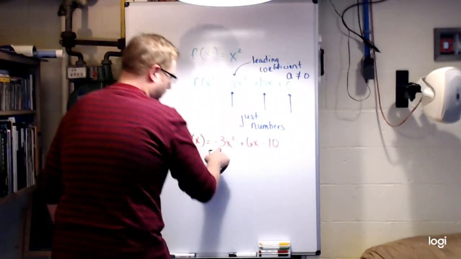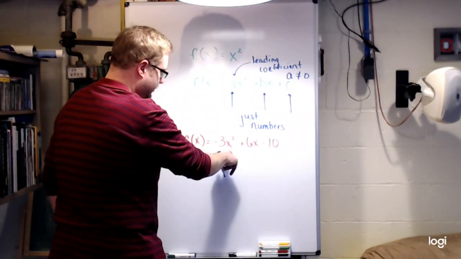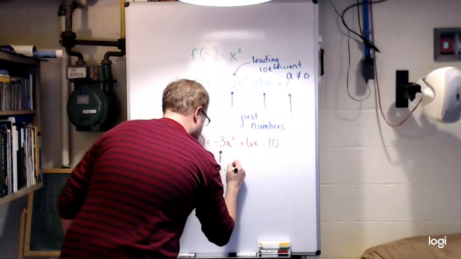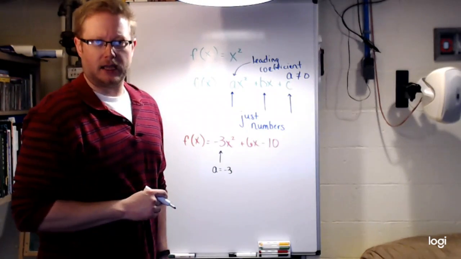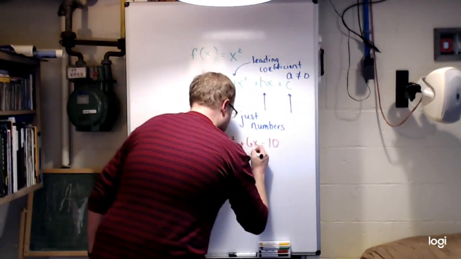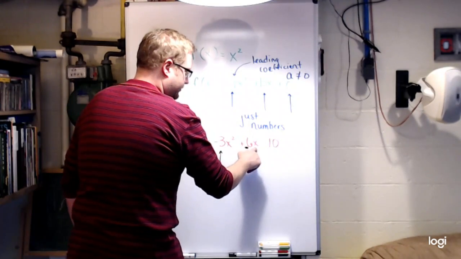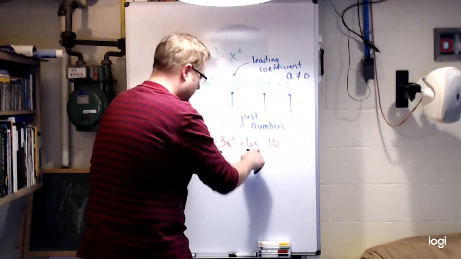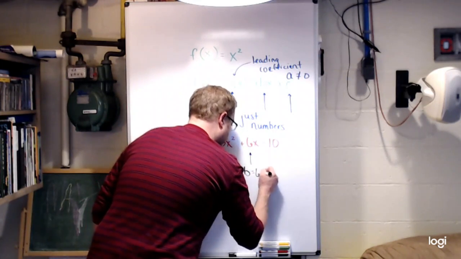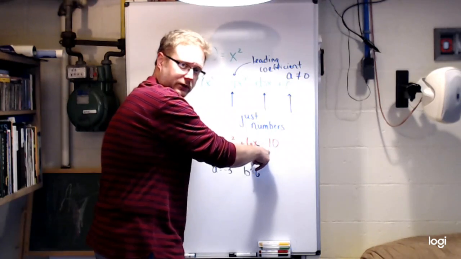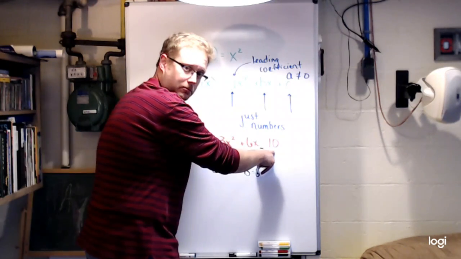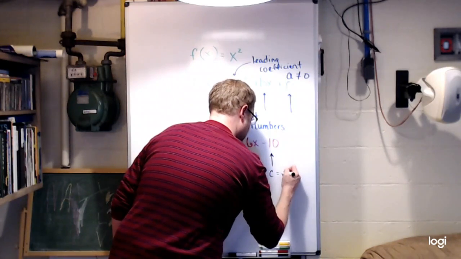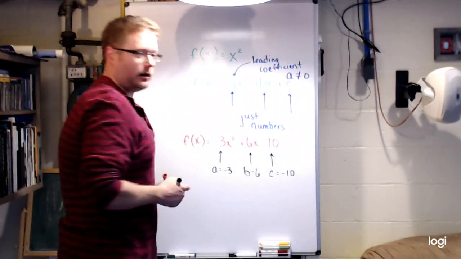In this case, if you look here, negative 3 is out in front of x squared. So negative 3 is a. A is negative 3 in this case. B would be 6, because 6 is the coefficient, or 6 is out in front of x. So B would be 6. And finally, whatever number's here at the end, in this case minus 10, or your number by itself, C would be negative 10.